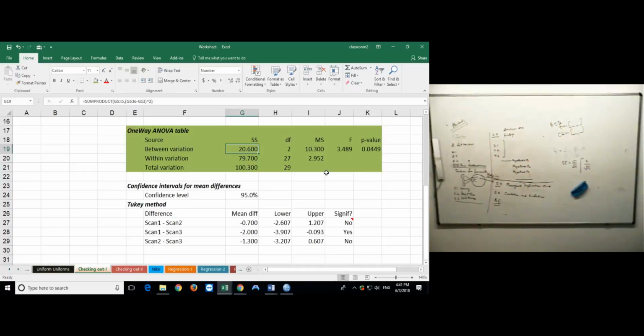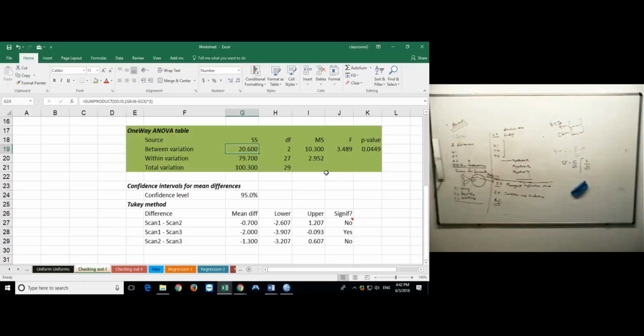Now, when I am doing between the samples, how many samples are there right now? 3. So 3 minus 1, degree of freedom is 2. When talking about within, how many data points were there in each? 10, 10, 10. So 10 minus 1, 9, 10 minus 1, 9, 10 minus 1, 9, 9 into 3, 27. Do you have a number 27?